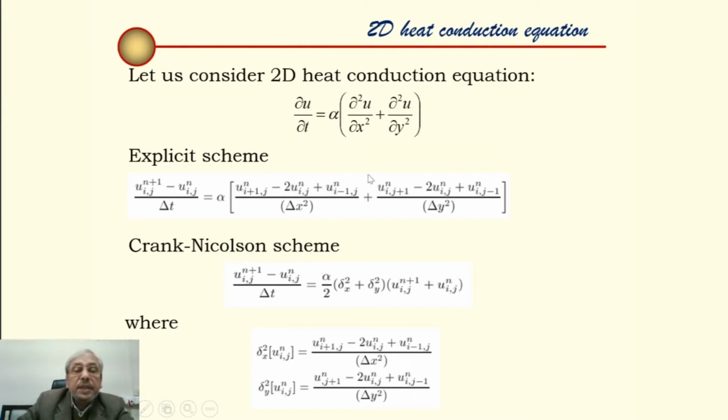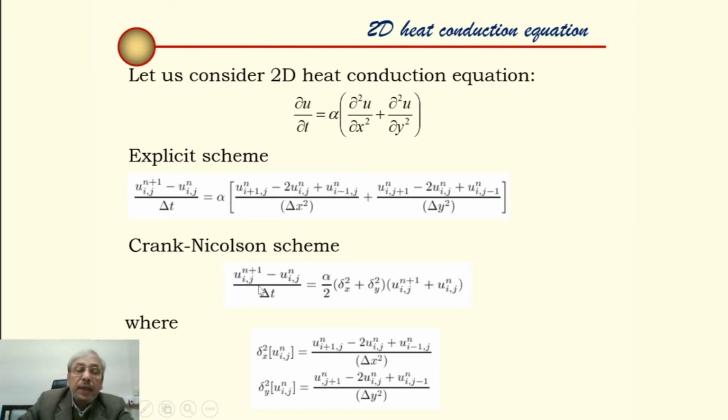Now, the explicit scheme, as we have seen in the case of the one-dimensional heat conduction equation, can be explicitly evaluated at the point of interest, that means at ij, with respect to the point of interest and its neighbors at the previous level, where all the values are known.